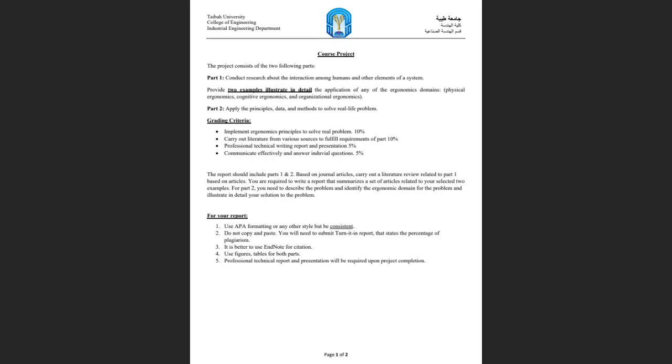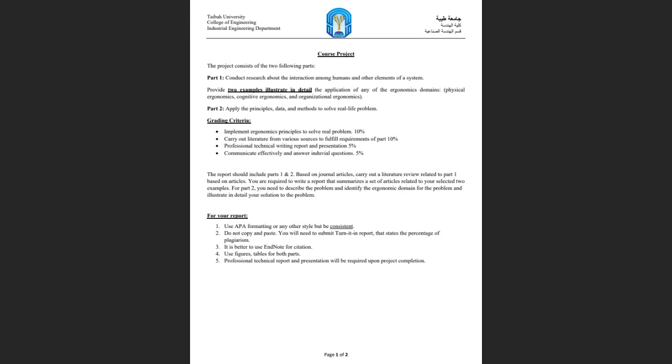Okay, let's talk now about the course project. The course project consists of two parts. You will work in teams, and the team has to be 5 members. One of the teams will be 4 because we have in this class session 16 students. So we will need one team to have 6 members, and the remaining teams will be 5 members.